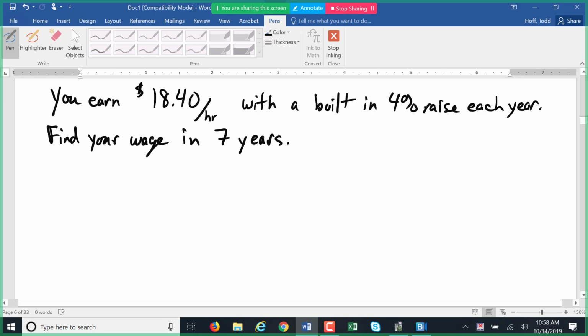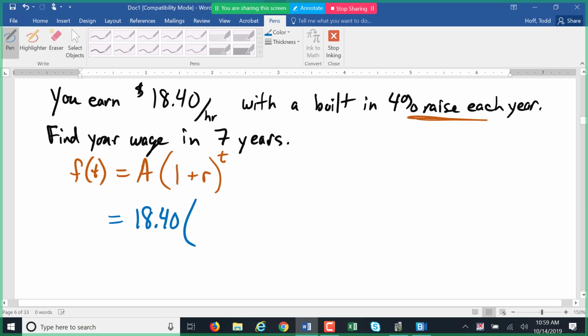Well, first of all, let's construct the exponential equation for this. F of t, the reason I'm using t instead of x is we're dealing with time, so it's traditional to use t as your variable instead of x, is equal to our initial amount times 1 plus our rate of increase per period, to the power of t, which is our number of periods. So A, our initial amount, is $18.40.